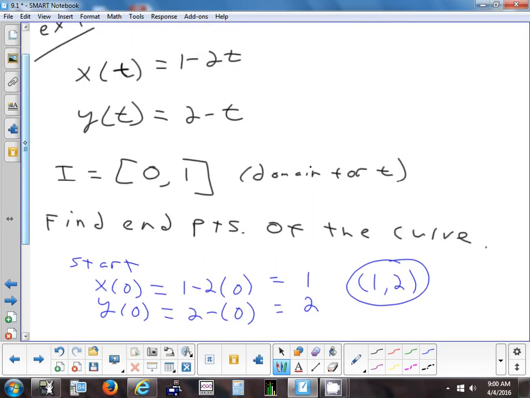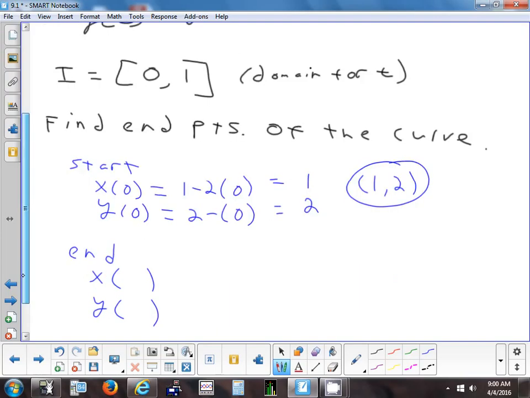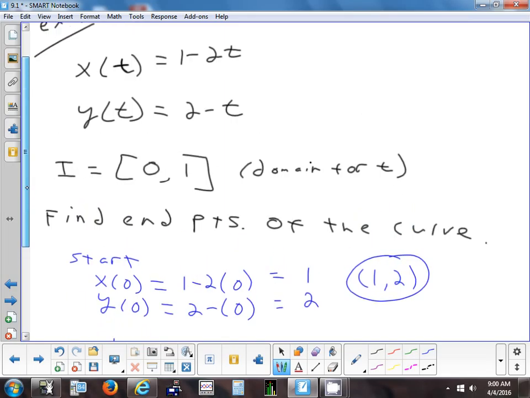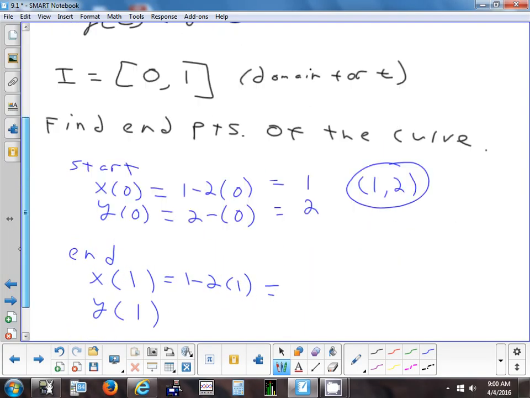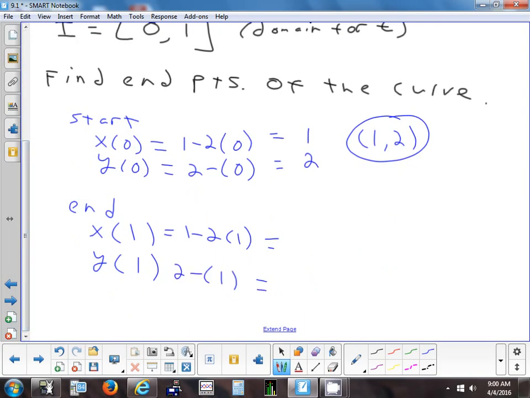What value am I going to plug into both these equations to find the end point? 1. Okay, fill in 1. So it's going to give me 1 minus 2 times 1 and 2 minus 1. Hey, Nick, what's 1 minus 2 times 1? Good, -1. And Amanda, 2 minus 1 gives me 1. Okay, so there's my endpoint: -1, 1. Any questions on that?